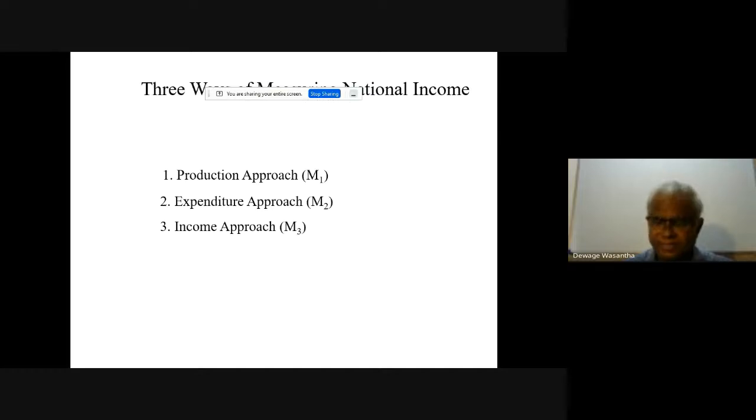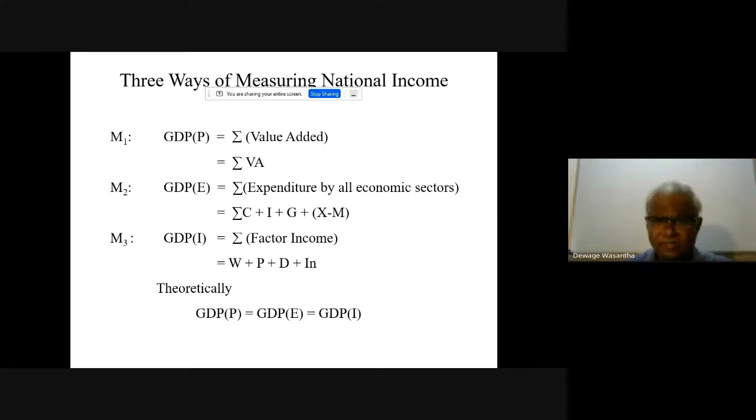Then the calculation. We have discussed three approaches: production, expenditure, and income approach. Last week we finished the production approach. Three concepts. You can calculate GDP using either the production side, or the expenditure side, or the income side. But theoretically we said the values should be the same. If you use the production approach and we get the answer of 1,000, then GDP E should be 1,000, GDP I should be 1,000, theoretically. But practically it won't happen.